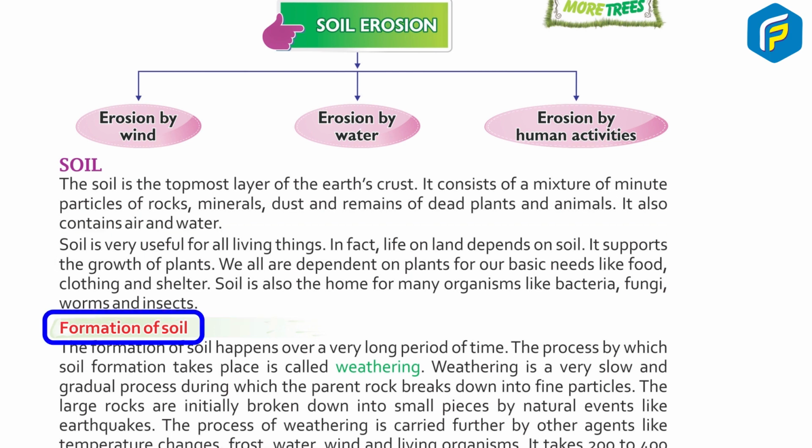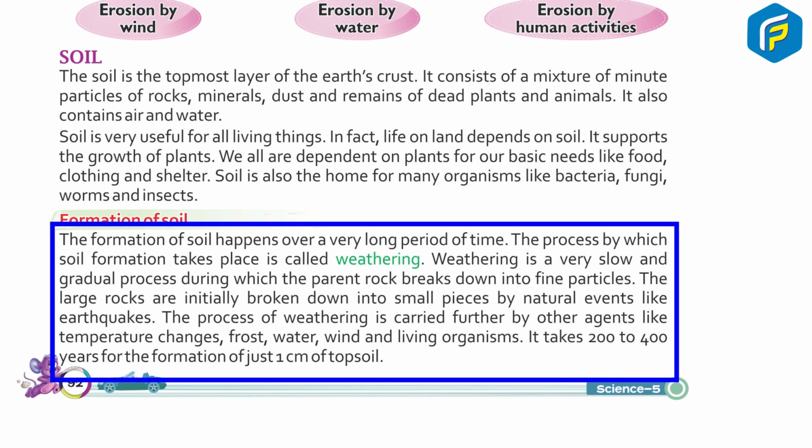Formation of soil. The formation of soil happens over a very long period of time. The process by which soil formation takes place is called weathering. Weathering is a very slow and gradual process during which parent rock breaks down into fine particles.